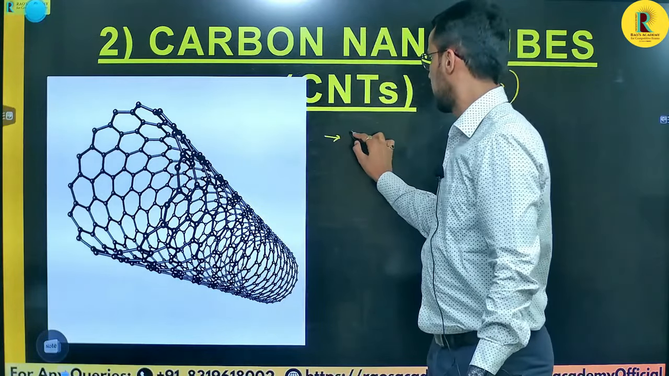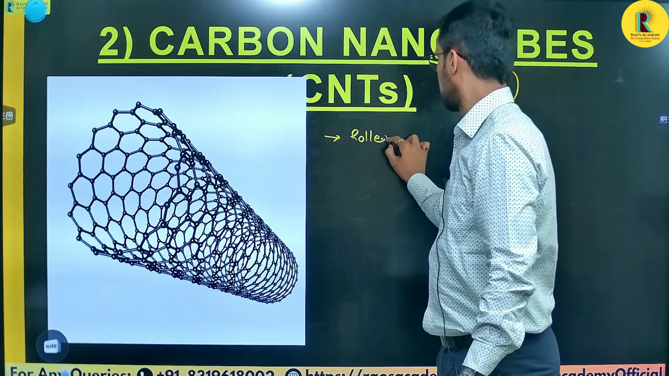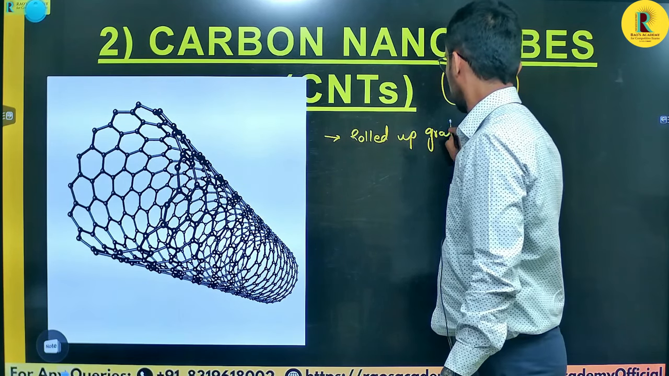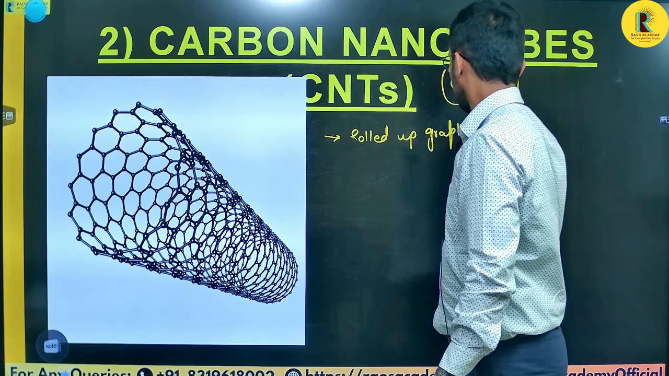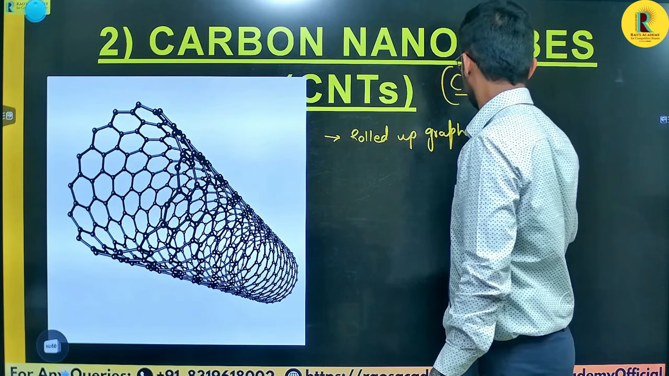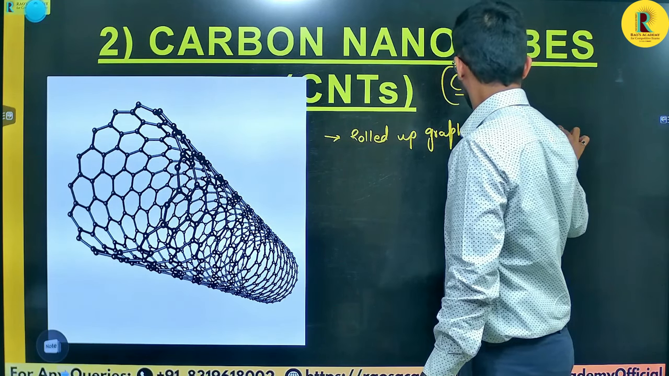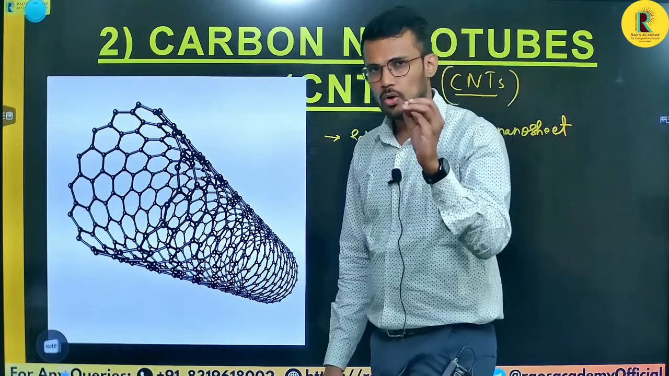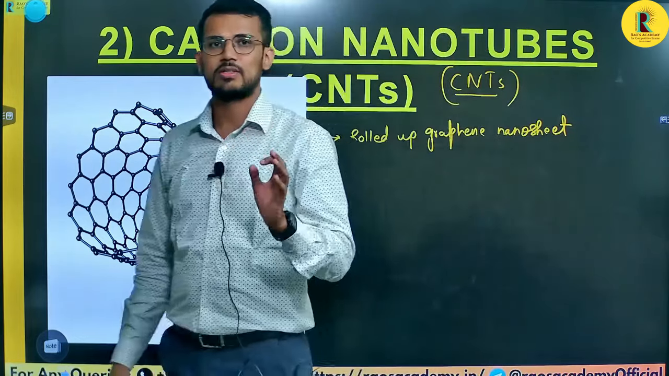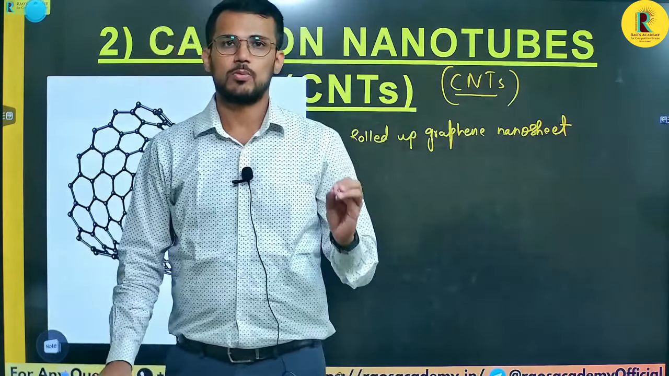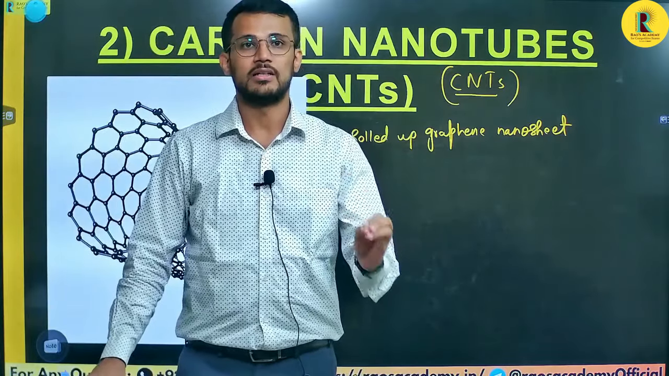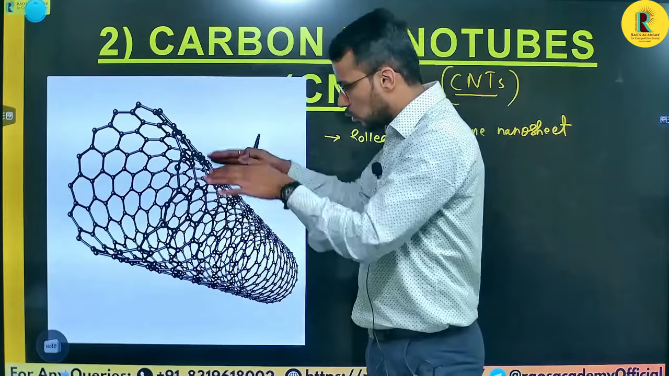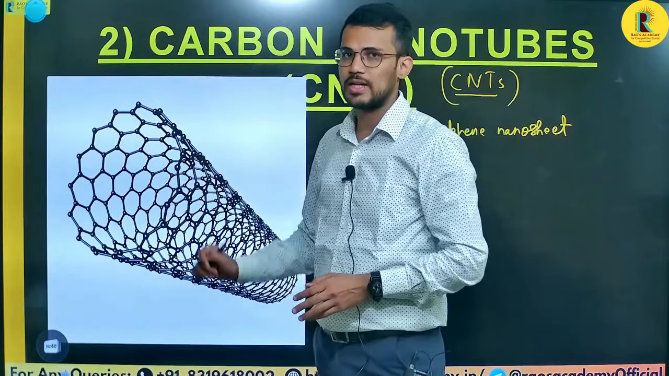So it is a rolled up graphene nanosheet, and that's why all the properties that we have discussed in graphene are also seen in carbon nanotubes. Right? You can see the structure. This is a rolled up structure of graphene nanosheets.